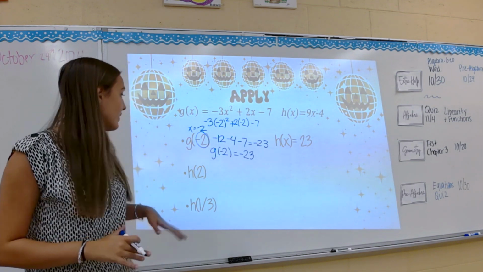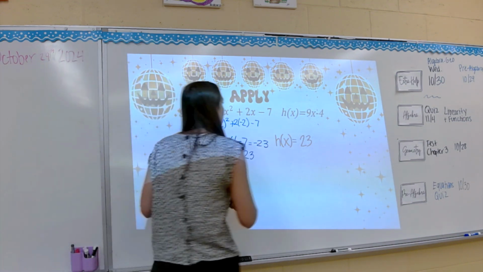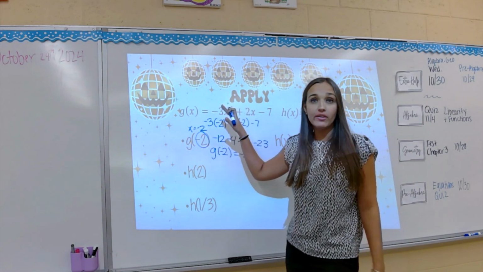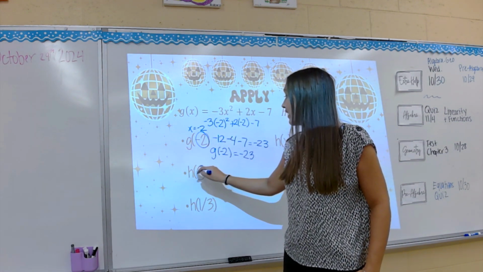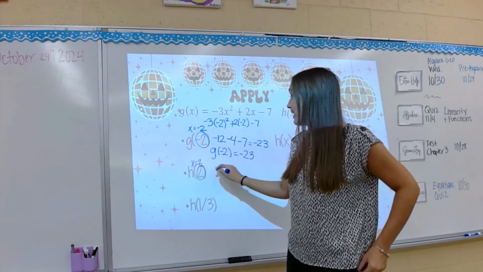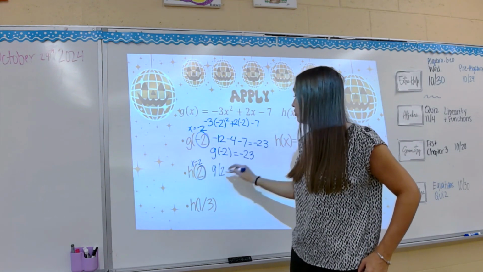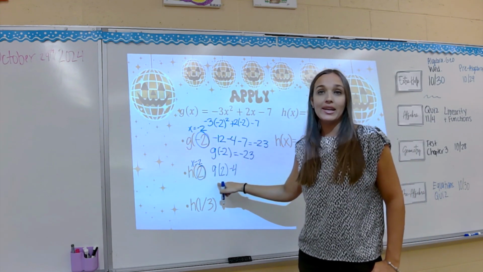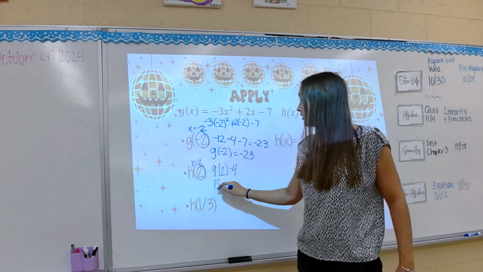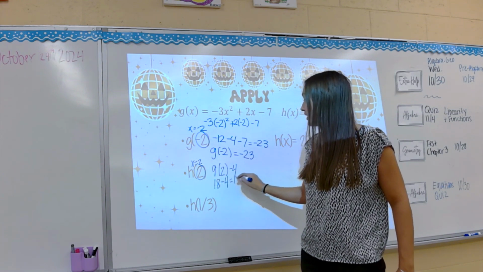We're going to do this now, but with our h. I have h of 2. I'm not going to plug it into the g of x. I'm going to plug it into the h of x. So I get, this is my x value. So I get 9 times 2, because it's 9x, minus 4. 9 times 2 is 18. Minus 4 gives me 14.